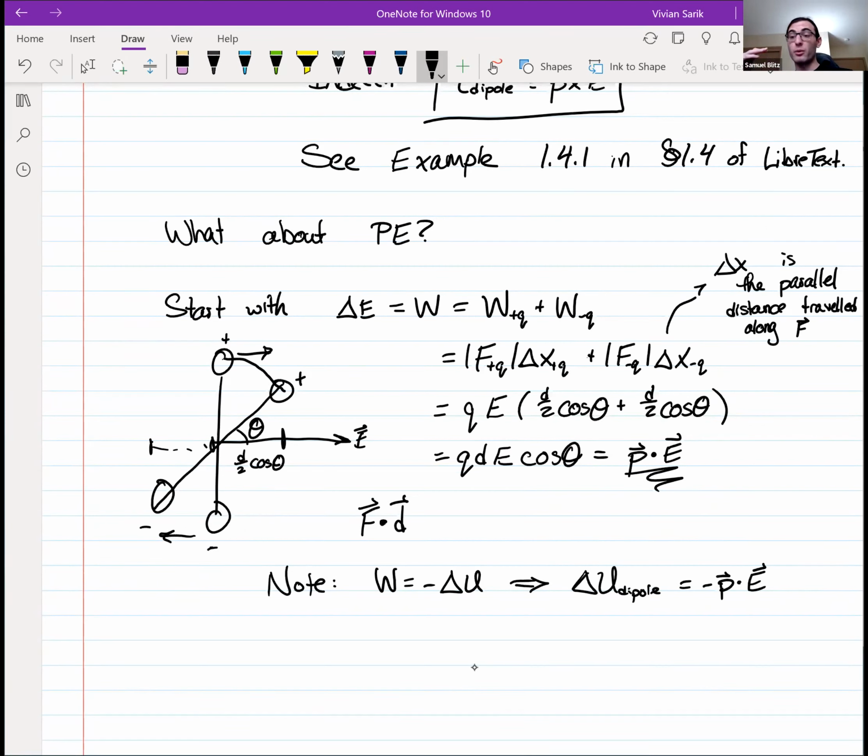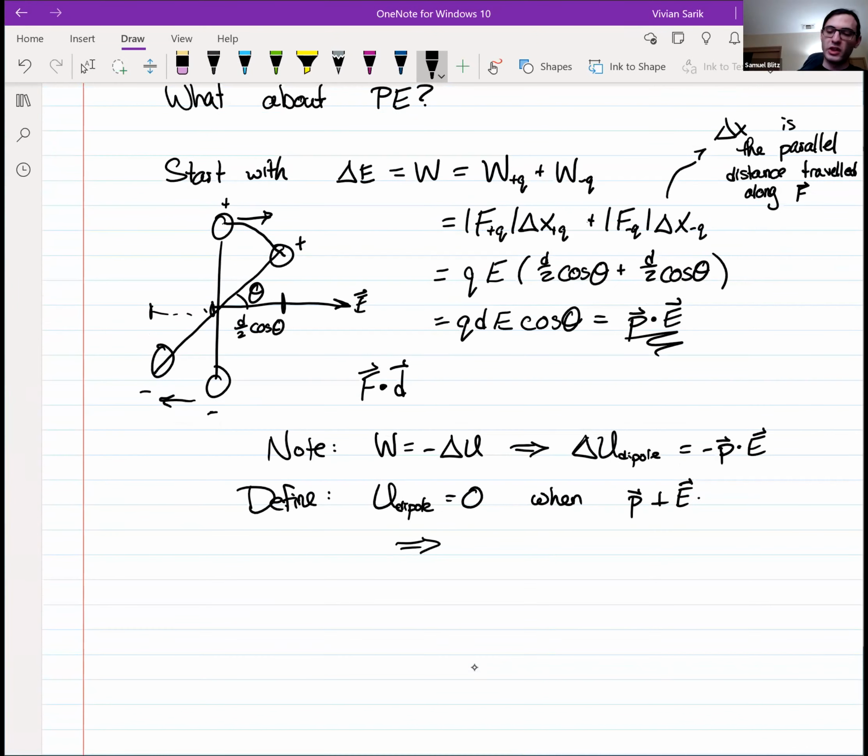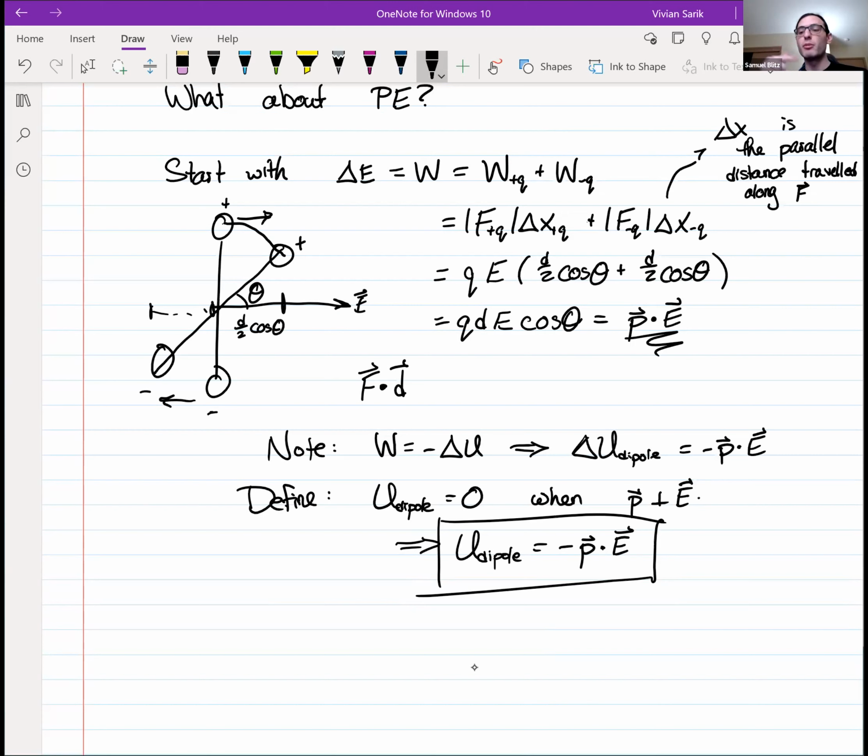So remember that when we were talking about potential energy initially, if you choose a reference point, you can just define potential energy. So rather than just the change of potential energy, we define that the energy of the dipole is 0 when p is perpendicular to the electric field. That way, the energy of the dipole is just negative p dot E. And so you can check that the potential energy of the dipole is at its minimum value when the dipole is aligned with the electric field.